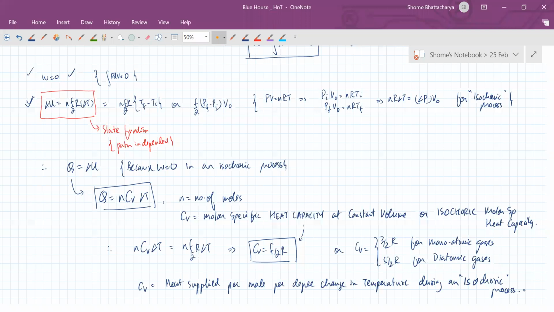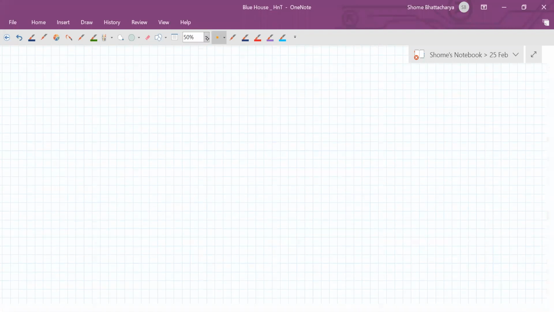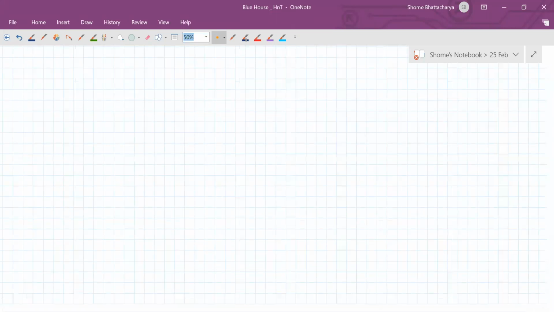Okay, so this is the complete description of the thermodynamic process in terms of first law as well as equation of state. So let's look at a quick question.